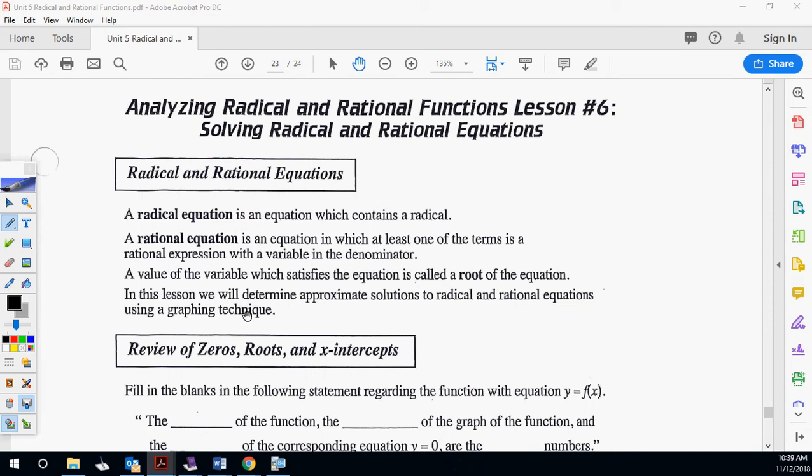Radical and rational equations. A radical equation is an equation that contains a radical, stating the obvious. A rational equation is an equation in which at least one term is a rational expression. So that could be like 2x plus 3x over x or something. Just that one has to have a rational expression, and then that would qualify as a rational equation.